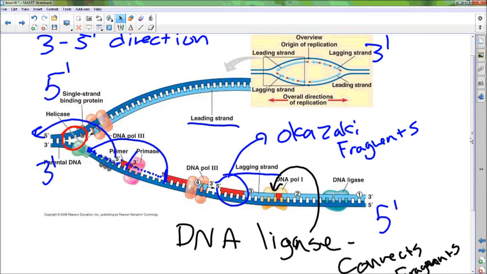What did you say, Tyler? What enzyme separated? The DNA helicase. So the helicase right here is what separates the two fragments. Just do it. Separate.